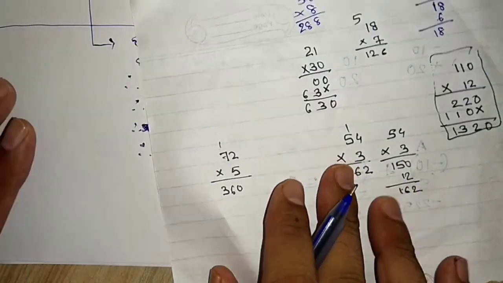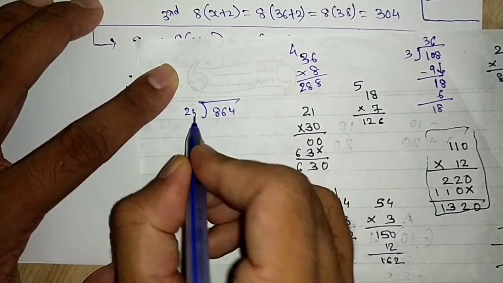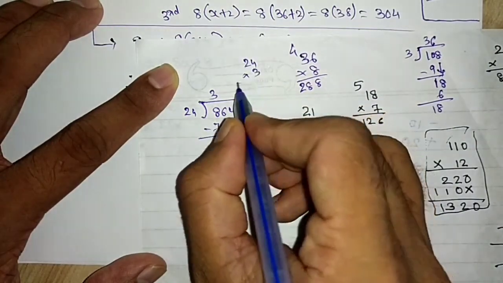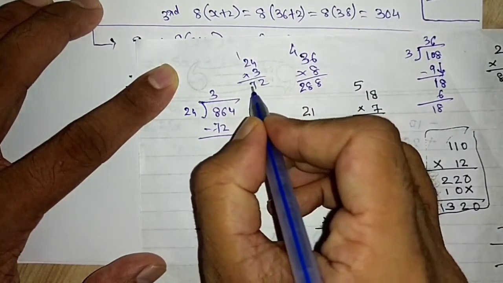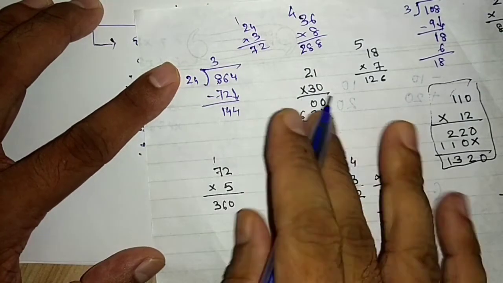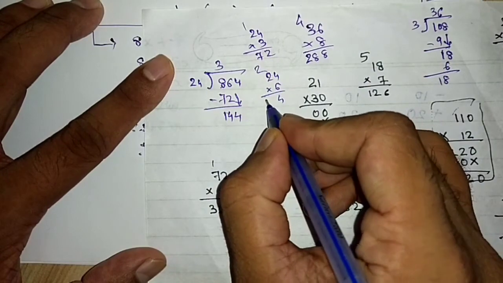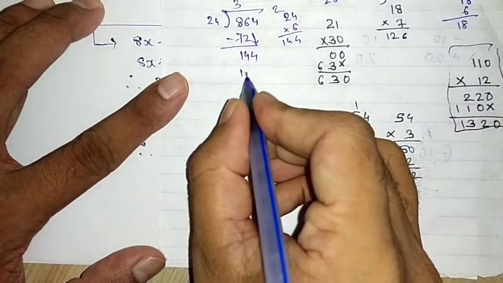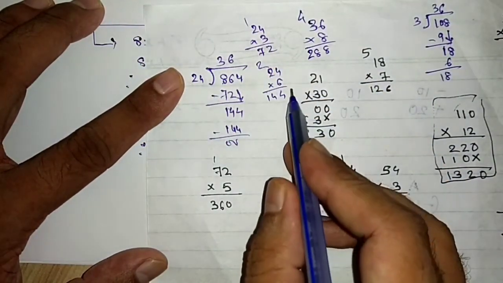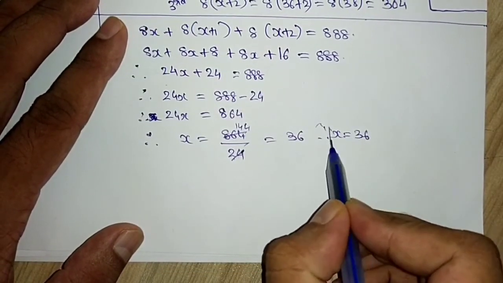Let me show you in rough. 864, 24 threes are 72, students. Let me show you that also. 3 fours are 12, 3 twos are 6 and 1 makes 7. So 86 minus 72 is 14. This 4 will come down. So 24 into 6: 6 fours are 24, 6 twos are 12 and 2 makes 14. So it is 144. So your answer will be 36. Again, therefore x is equal to 36.